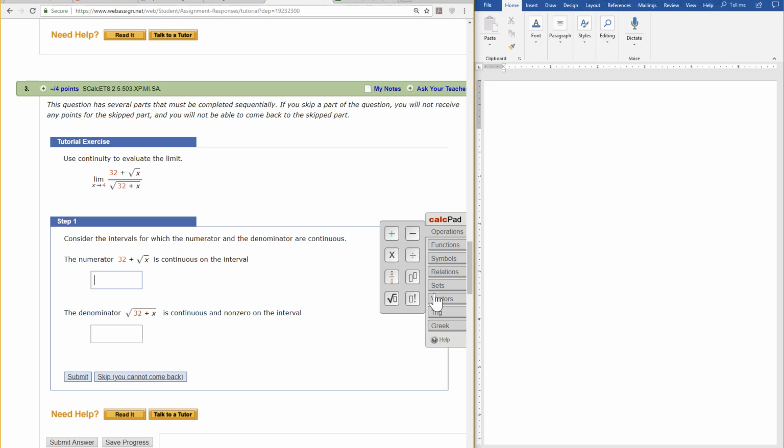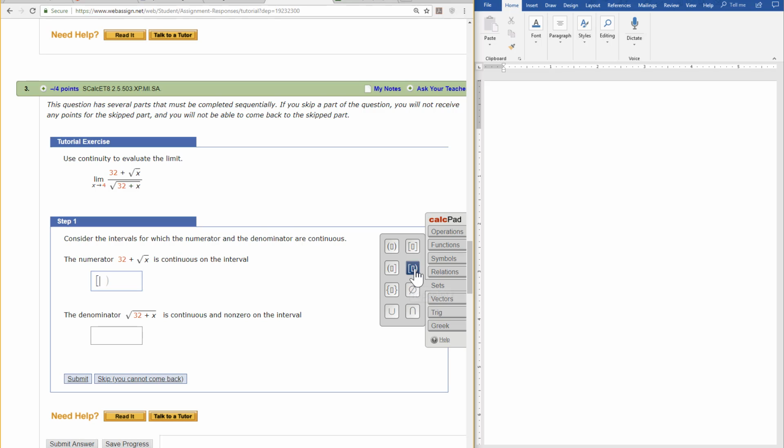So I would include, and here I can take a look at the sets, in set notation, and I can find the appropriate set. So I want to include 0, and I want an open parenthesis on the right for infinity. So I'd say 0, comma, and then the infinity symbol.